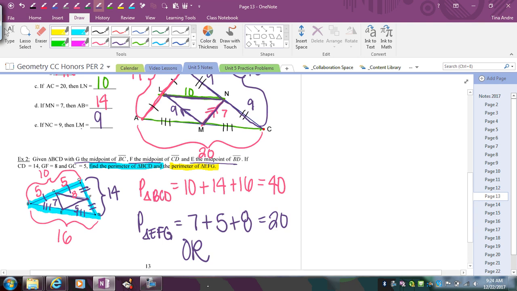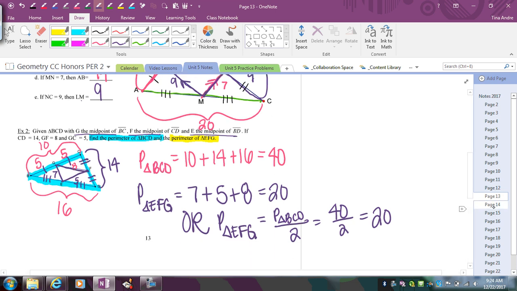Or the other option for that is to just take half of the big triangle, because if all the sides are half and the perimeter just means add up all the sides, well, then that means that the perimeter will also be half. So I could just take the perimeter of triangle BCD and divide that by 2. So 40 divided by 2, and I get 20. So either way, you get the 20. So it's really your call on how you want to do that.